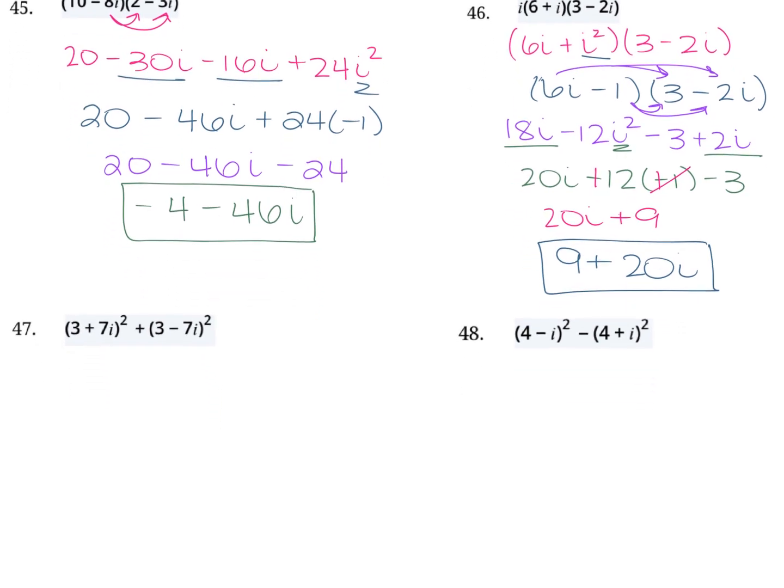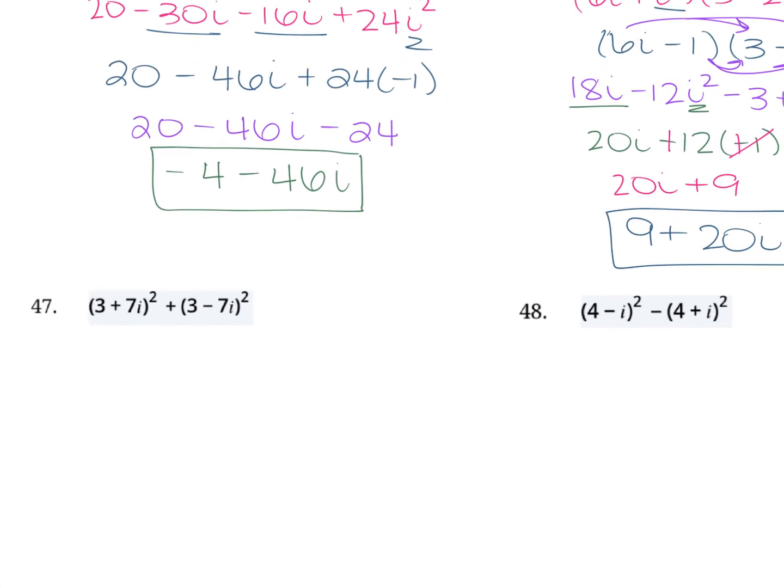For 47, you have 3 plus 7i squared plus 3 minus 7i squared. So with this, because those binomials are squared, I would like you to rewrite it as 3 plus 7i times 3 plus 7i plus 3 minus 7i times 3 minus 7i. So from here, you're going to want to FOIL both of these out.